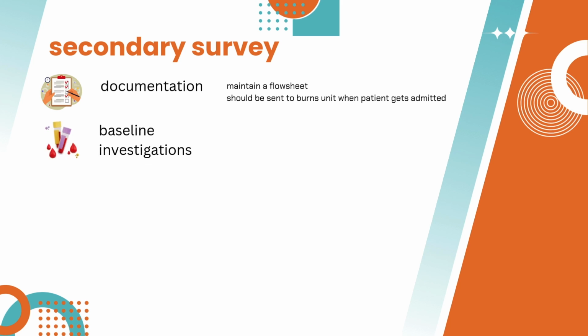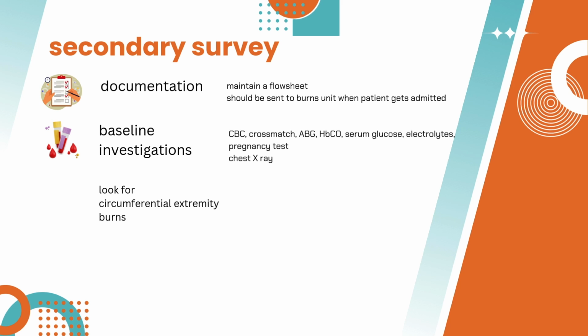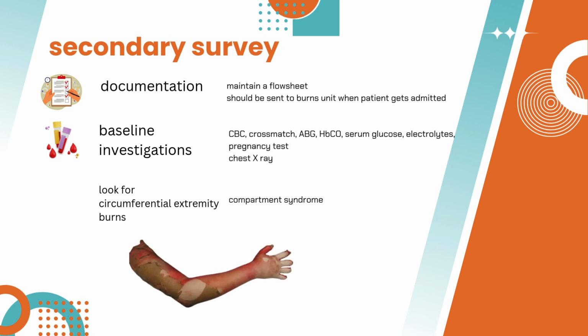And baseline investigations, including CBC, cross match, ABG, carbon monoxide, serum glucose, electrolytes, a pregnancy test if the patient is in the reproductive age group, and post-procedural chest X-rays if any procedure has been done. So look for circumferential extremity burns. They can cause compartment syndrome, as the compartments will get compressed in between the fascial structures.